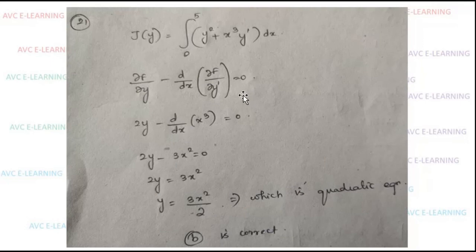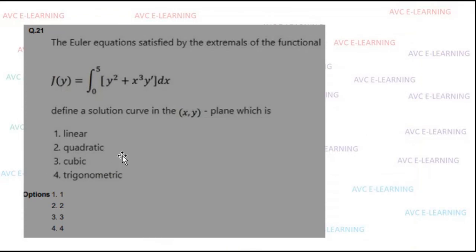Given J of y is equal to integral 0 to 5 of (y square plus x cube y dash) dx. The Euler form is dou f by dou y minus d by dx into dou f by dou y dash equal to 0. The extremal of this function y square plus x cube y dash, we get the value y is equal to 3x square by 2. This is the extremal of this function J of y, which is a quadratic equation. So for this question, option B is correct.